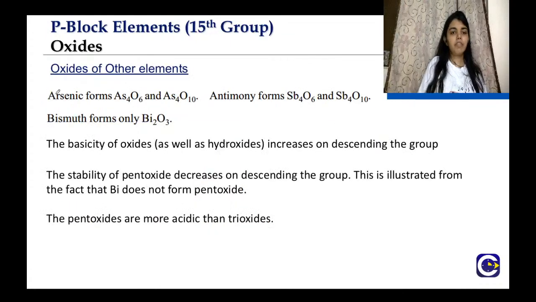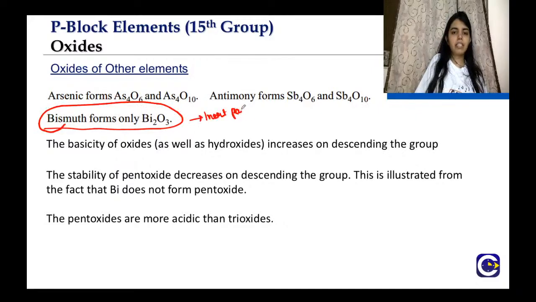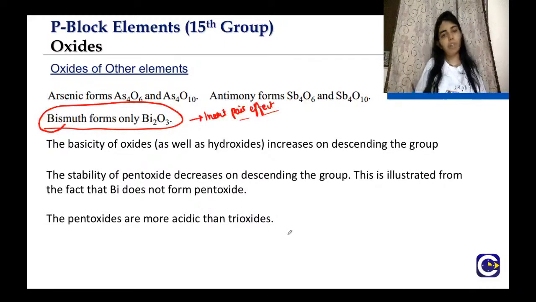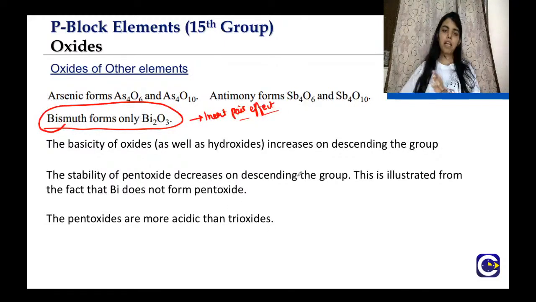Oxides of other elements: arsenic forms As4O6 or As4O10, antimony forms Sb4O6 or Sb4O10, while bismuth forms only Bi2O3. This is due to the inert pair effect, that it is stable in the lower oxidation state, which we have already discussed, that the heavier members of the group are stable in the lower oxidation state.